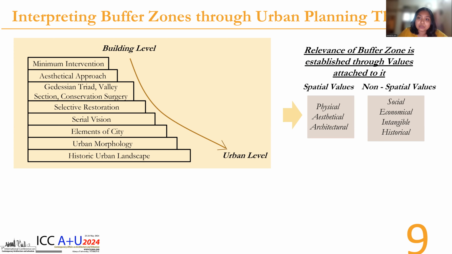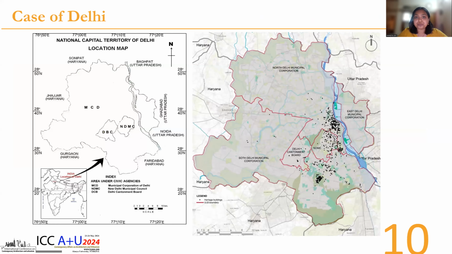And what are these values? These can be spatial and non-spatial values, where spatial values is like physical, aesthetical, and architectural, and non-spatial values like social, economical, intangible, historical. Of course, this is not an exhaustive list. There can be more to it depending on the case. But for our case study, we felt that these are the relevant ones.